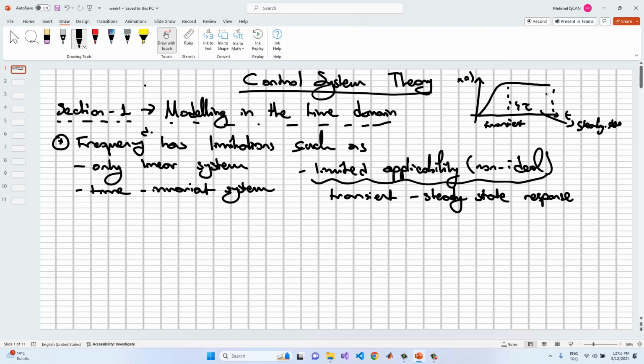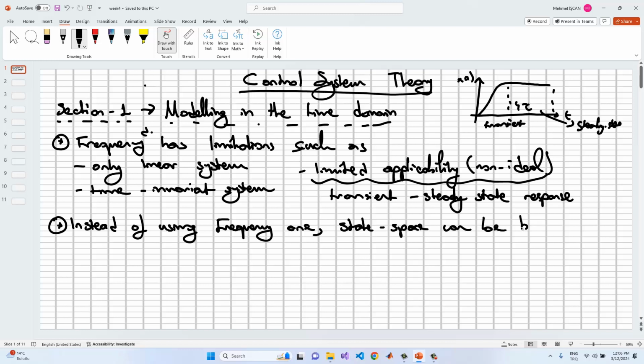So instead of using the frequency domain, we can build the state space. What is state space? Does anyone know that? A matrix of characteristics of the system.